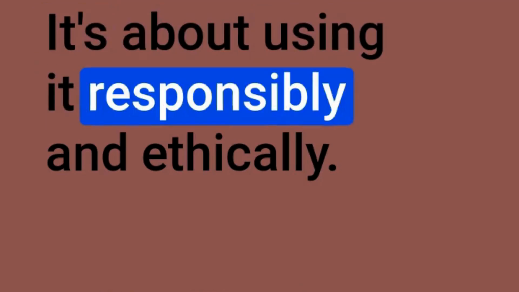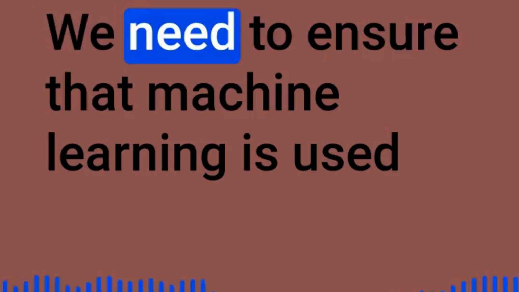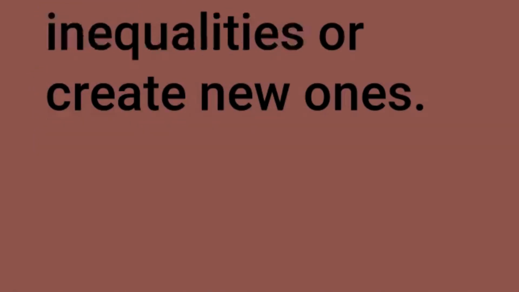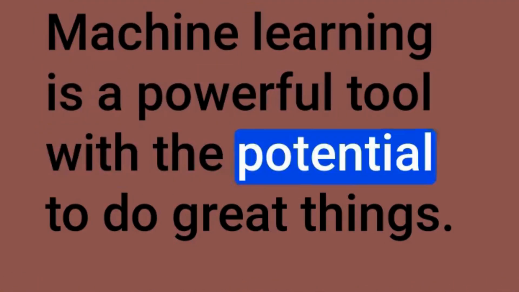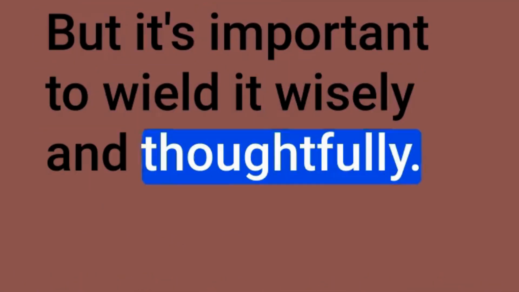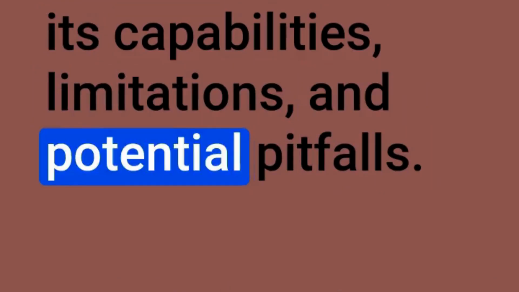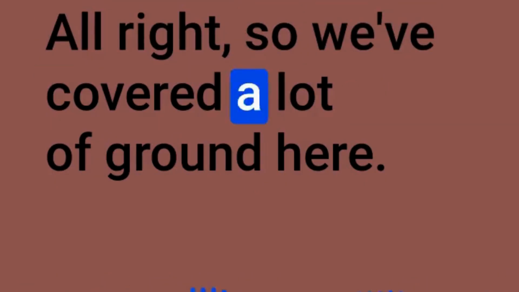So it's not just about the technology itself. It's about using it responsibly and ethically. Exactly. We need to ensure that machine learning is used to benefit society as a whole and not to perpetuate existing inequalities or create new ones. It sounds like there's a lot to consider, both from a technical and ethical standpoint. There definitely is. Machine learning is a powerful tool with the potential to do great things. But it's important to wield it wisely and thoughtfully, and that requires a deep understanding of its capabilities, limitations, and potential pitfalls.